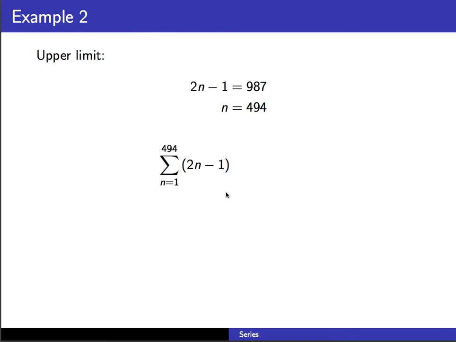Now from there, we can put this into a calculator and we'll get 244,036, which is a whole lot quicker than trying to manually add up 1 plus 3 plus 5 plus 7 all the way up to 987. So much, much quicker and more accurate to come up with a sequence rule, a lower and an upper limit of summation, and then letting the calculator do what it's good at.